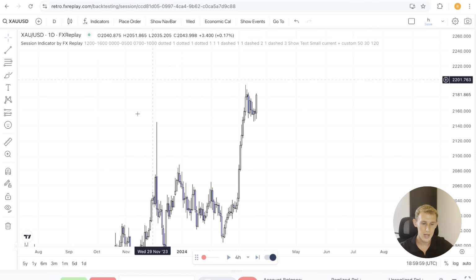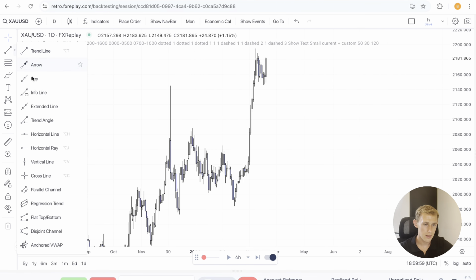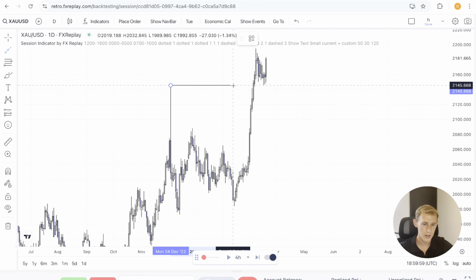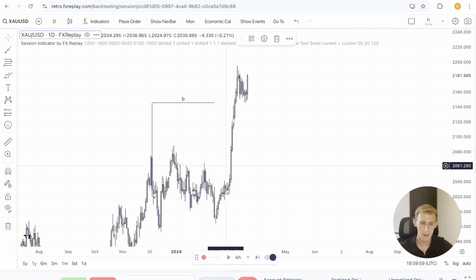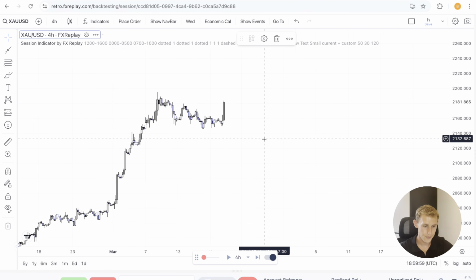What we can see is overall price was in this bullish trend. This was the main daily breaker structure. You can see all of this momentum coming in as well. We've had this big move up, and recently we've started to see price pull back.